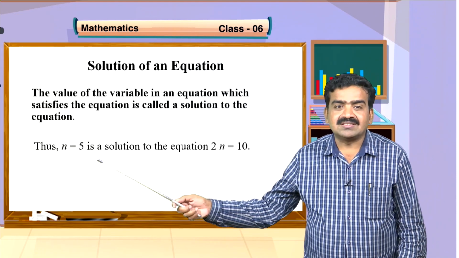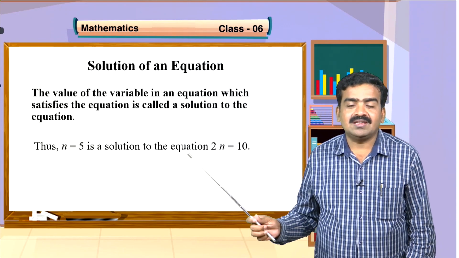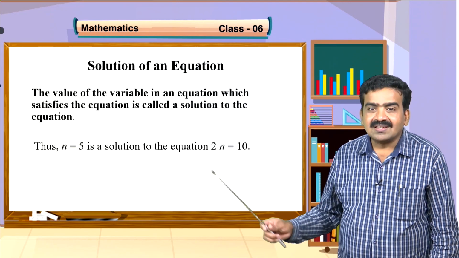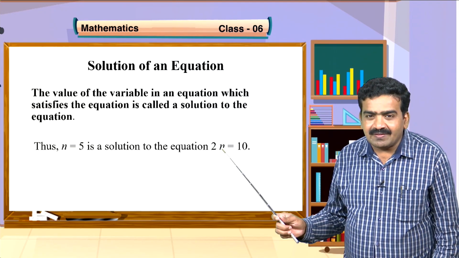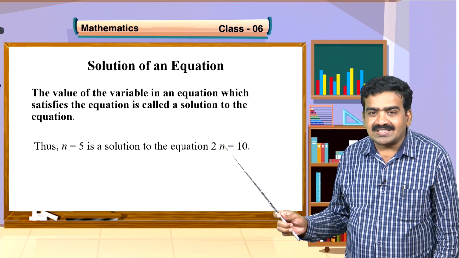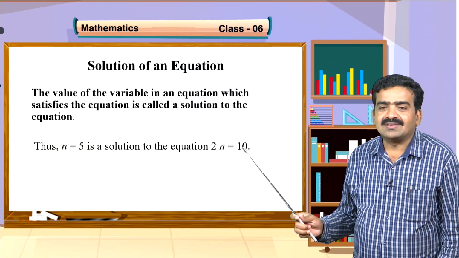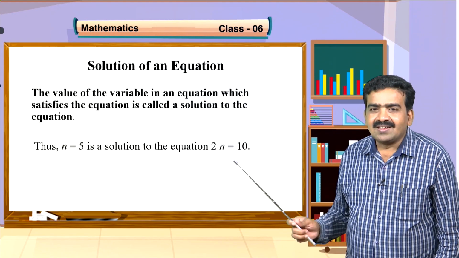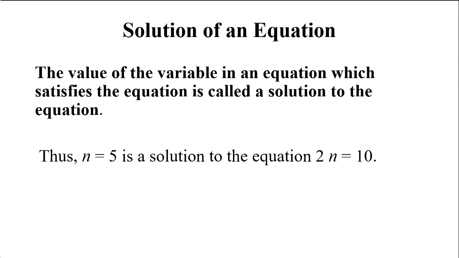n is equal to 5 is a solution for the equation 2n is equal to 10. Why? Because when we substitute 5 for n, this becomes 2 into 5. 2 fives are 10, 10 is equal to 10. So therefore, here we are getting left hand side equal to right hand side. The value of both sides will be equal. Therefore, n is called the solution. n is equal to 5 is called the solution of the equation 2n is equal to 10.